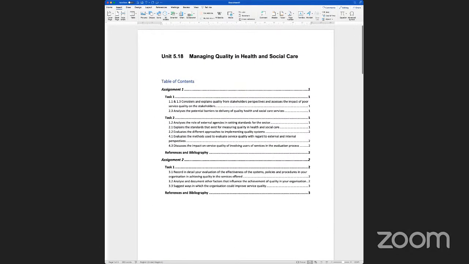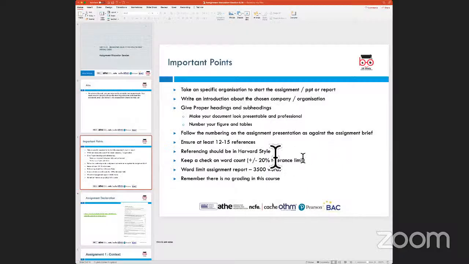Now, if I switch you back to the presentation, what we are looking at is going back to our discussion in terms of the PowerPoint slides. Some of the bits which I've explained here as important points are essentially what I've shown you of how it needs to be done. One of the clear requirements in the assignment brief is that we need to take up a specific organization, whether it's the NHS, a care home, or any sort of healthcare setting organization.